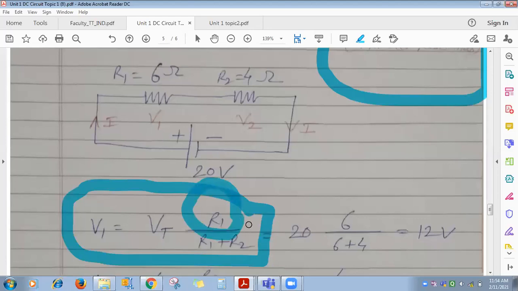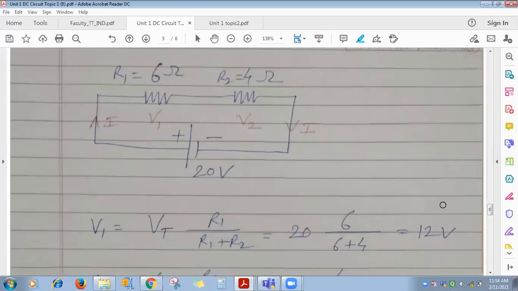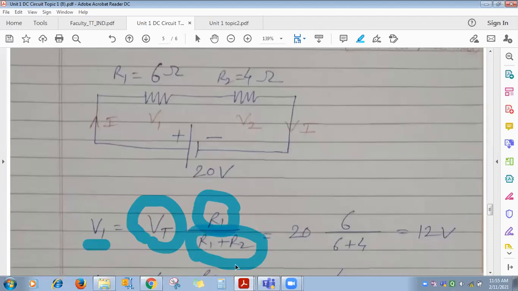And which two resistances are in series? R1 and R2. Their addition you have to take in the denominator. What is the formula? V1 is equal to total voltage VT, multiplied by R1, divided by R1 plus R2. V1 is the voltage drop across R1, so that resistance you take in the numerator, and the two resistances in series, their addition you take in the denominator. So like this, 12 volt. Everyone got it? How to apply the voltage division rule for V1?